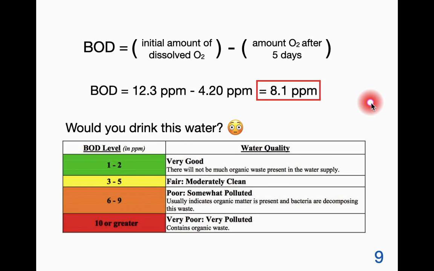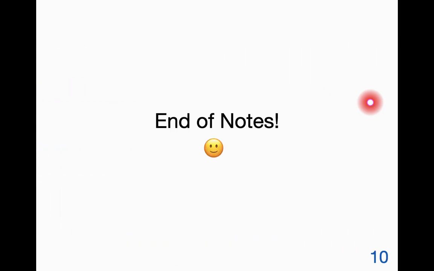All right, so that is how we use the Winkler method to calculate the biological oxygen demand for a sample of water. And that's what you'll be asked to do on the test, one of these problems. But for now, that is the end of notes.